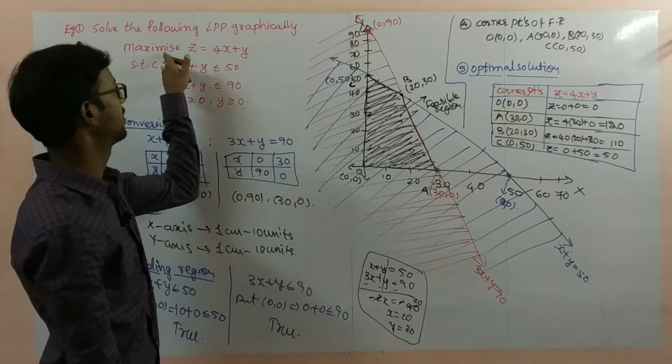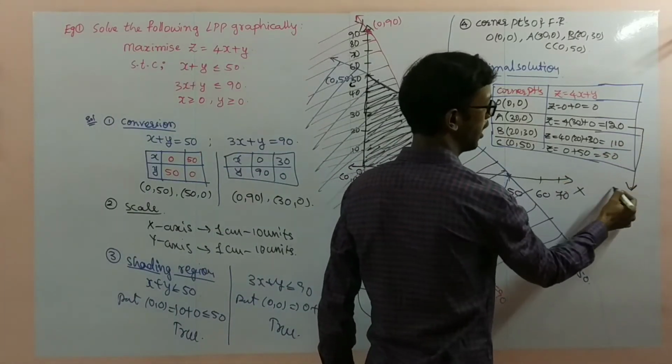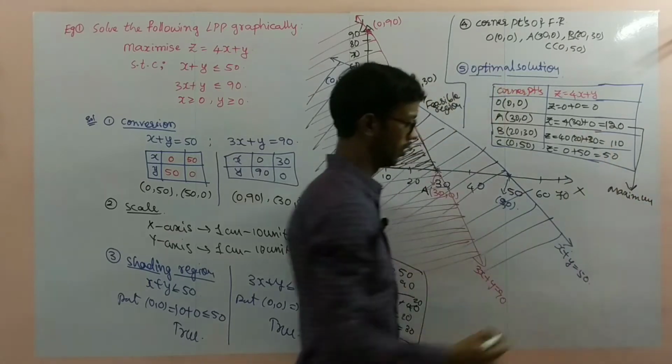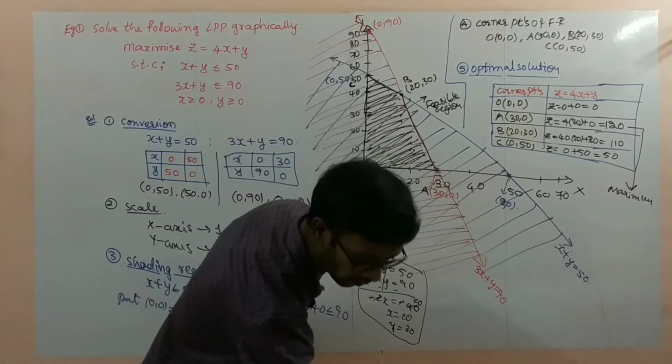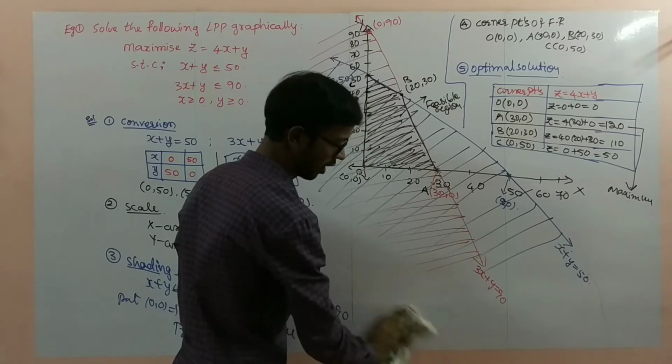So the question is to maximize z. Which is the maximum here? So you have to write here maximum. The final conclusion is important. This is rough work. You need not write it in this graph, just roughly you can write.